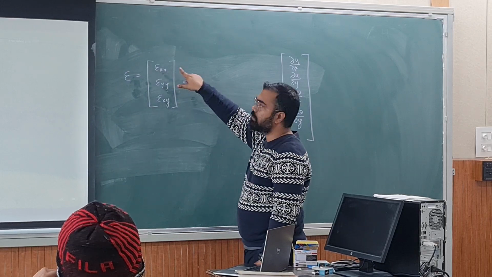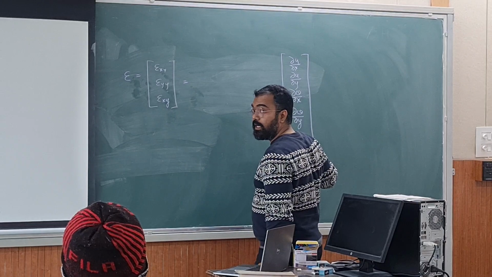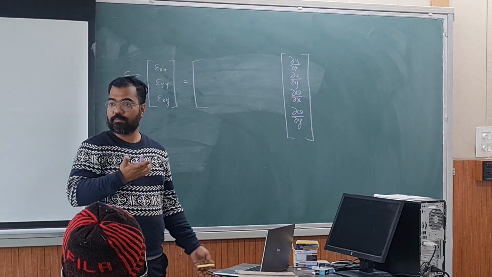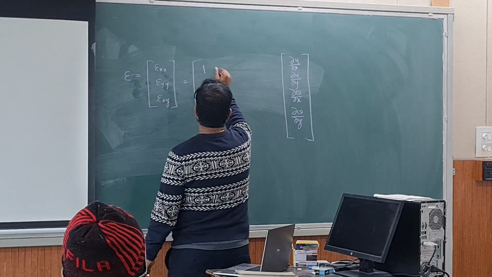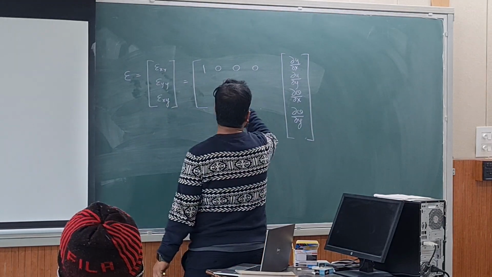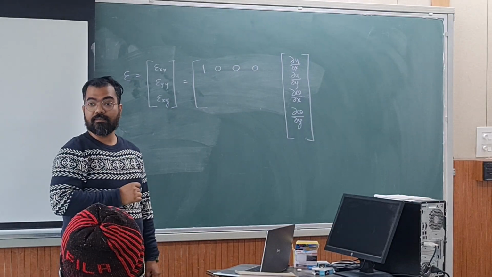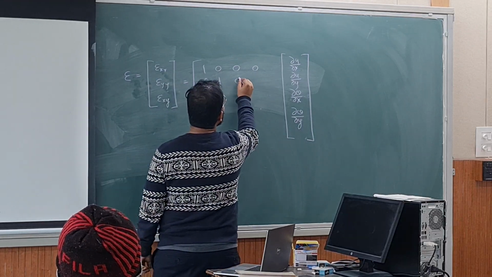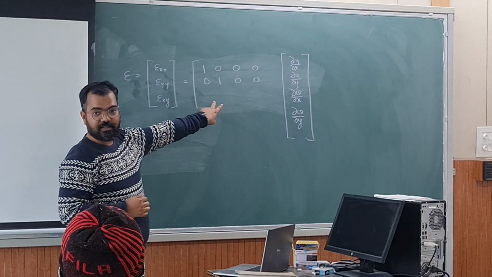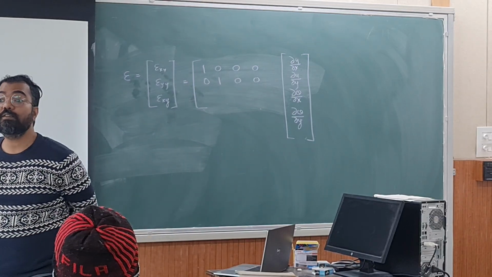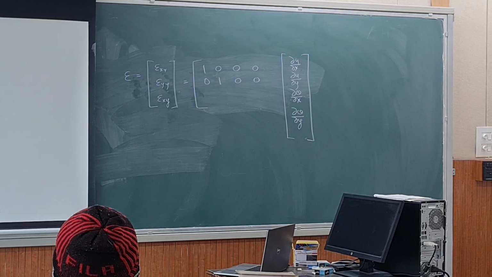How will I get epsilon xx? Something multiplied with this, right? Epsilon xx is simply del u by del x. So that is 1, 0, 0, 0. Then epsilon yy is just this, so I will have 0, 0, 0, 1. Then what will I have in the last row? Tell me now. 0, 0, half, half.